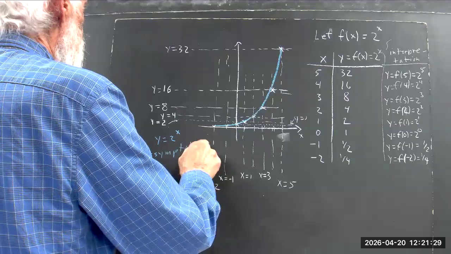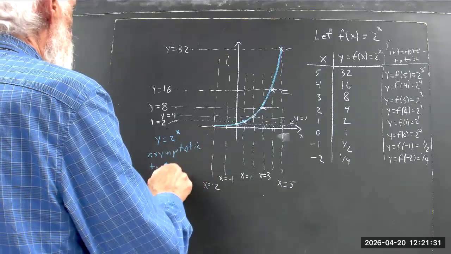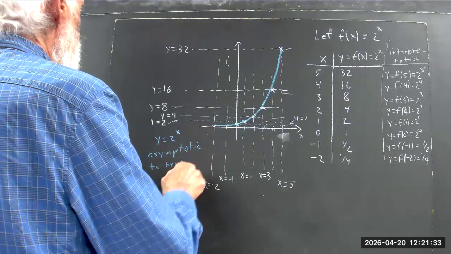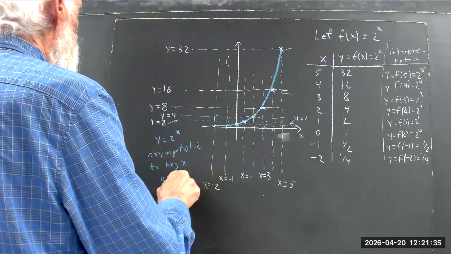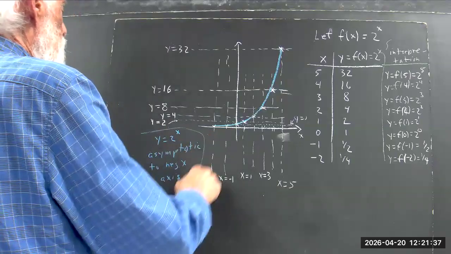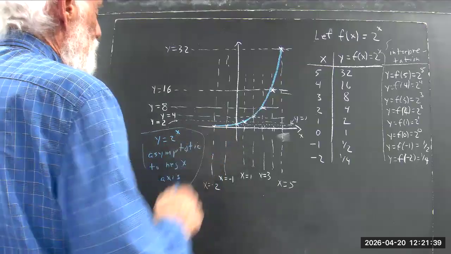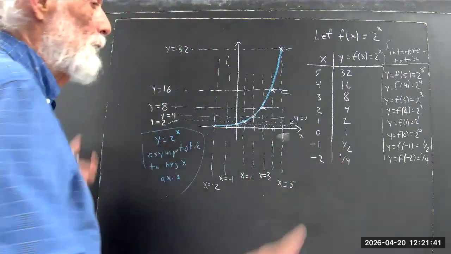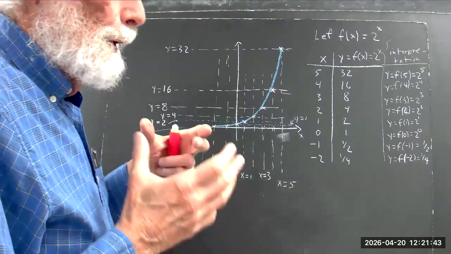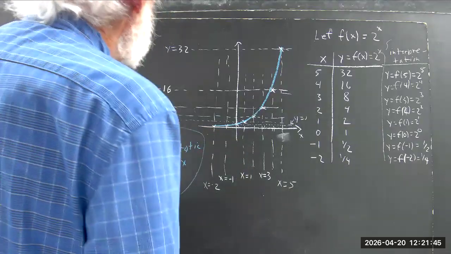We say it's asymptotic with the x-axis, meaning it's going to get so close it just blends with it, even though in reality it doesn't.